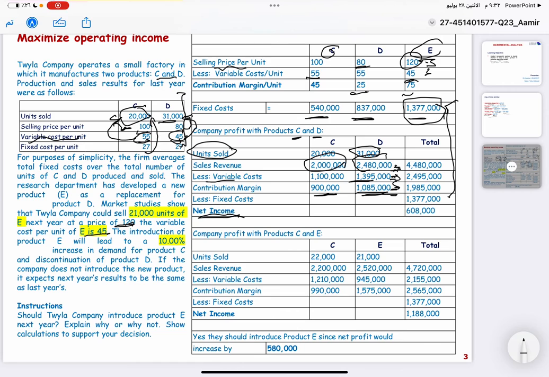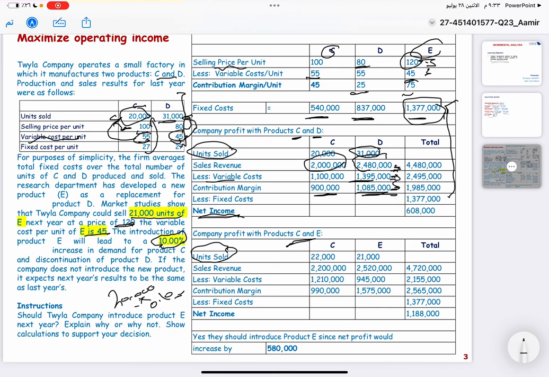Okay. Now we have to compare profit for C and D. The company's profit for products C and D. Units sold is not 20,000 because it's increased by 10%. So we have this calculation: 20,000 times 0.10 to get 22,000. And for E, it's from the question, 21,000 units of E.